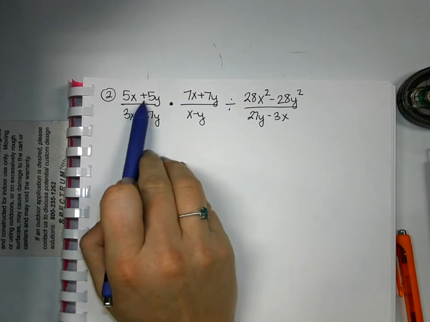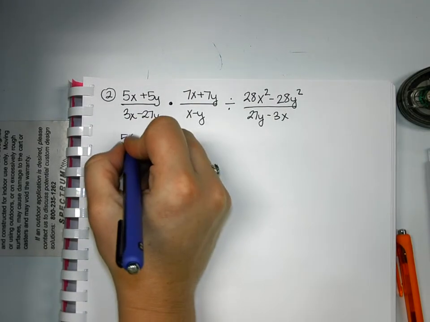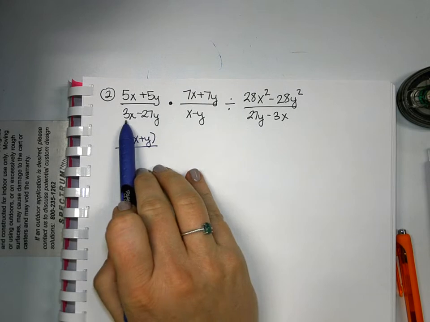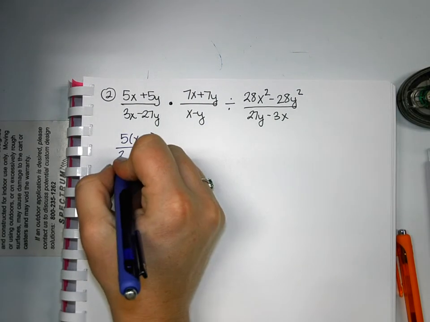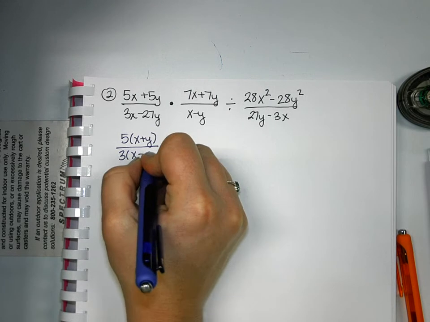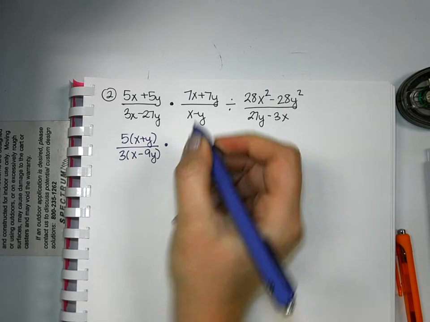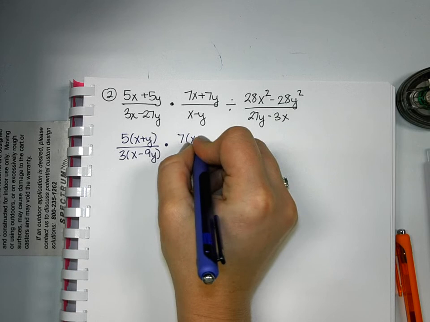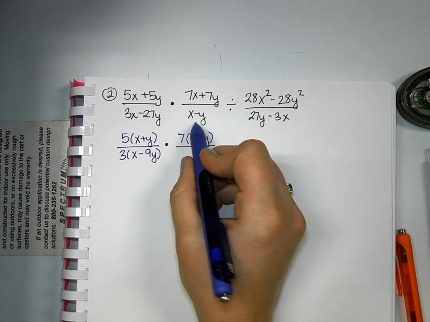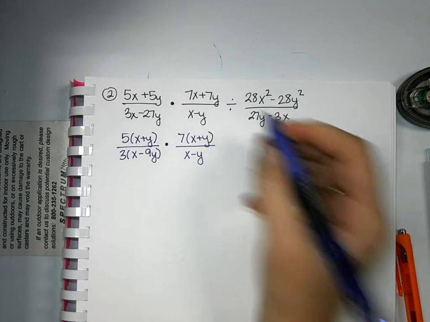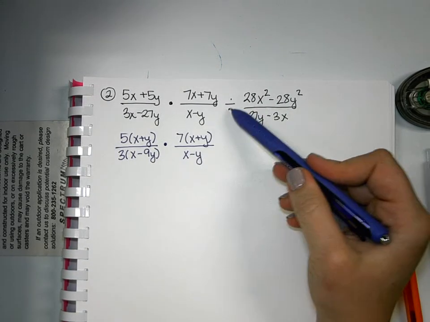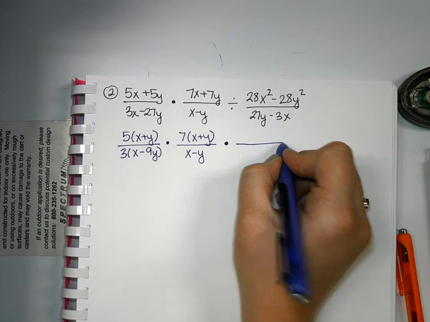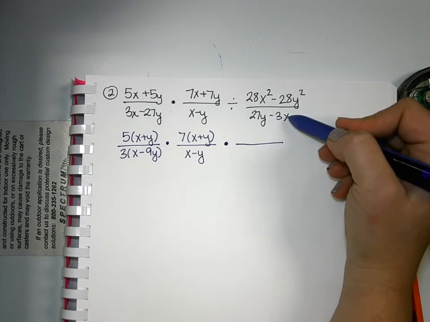So 5x plus 5y, I can factor out a 5. In the denominator, 3x minus 27y, I can factor out a GCF of 3. On top of the next one, the 7x plus 7y, I can factor out a GCF of 7. The denominator can't be factored any further. It's already as simple as it gets. And now when we divide fractions, if you remember, we change it to multiplication and we flip the fraction. So this 27y minus 3x is going to come to the numerator.